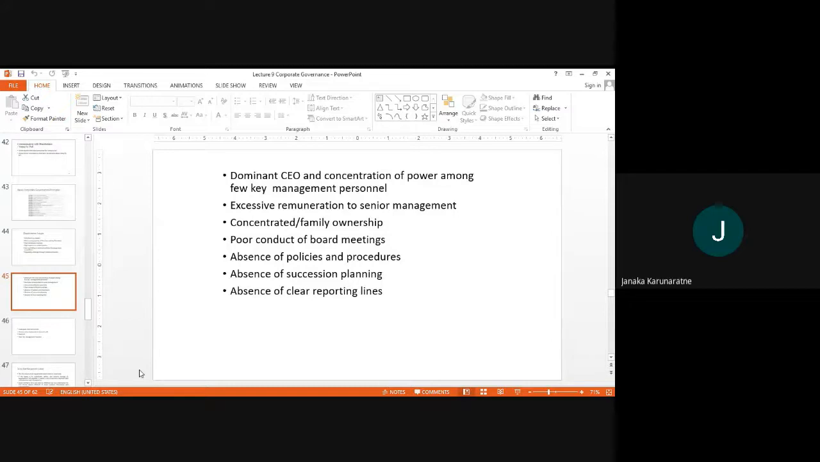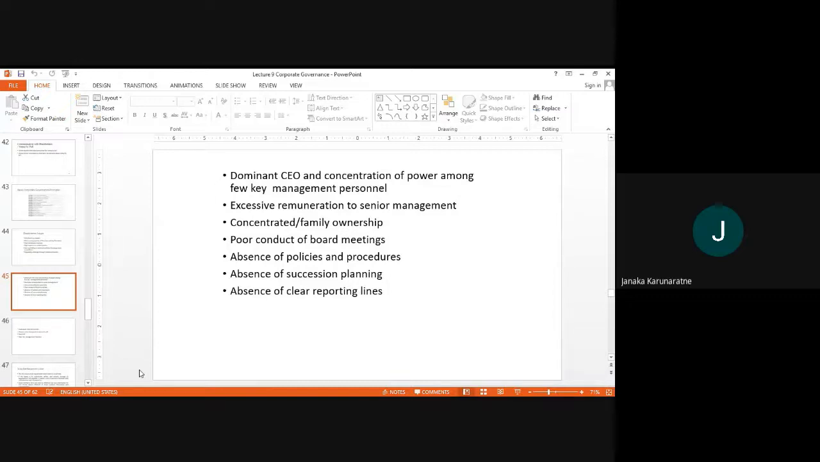Poor conduct of board meetings, we discussed. No proper conduct of board meetings, no discussions, no avenue for discussion, in absence of policies and procedures. So there aren't good policies and procedures in place. No one knows what to do. Absence of succession planning. When you don't have proper succession planning, suddenly one of the important key KMP leaves the bank. You don't know what to do. And especially when a dominant person leaves, that will lead to significant problems, because there is no succession plan. Who can take over that responsibility without the work being disturbed?